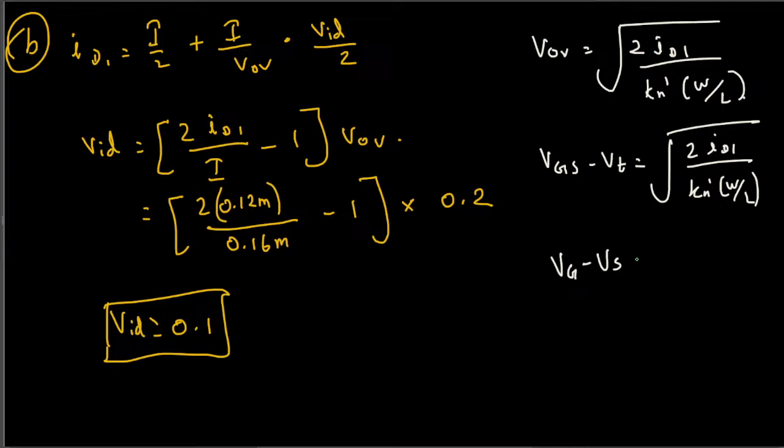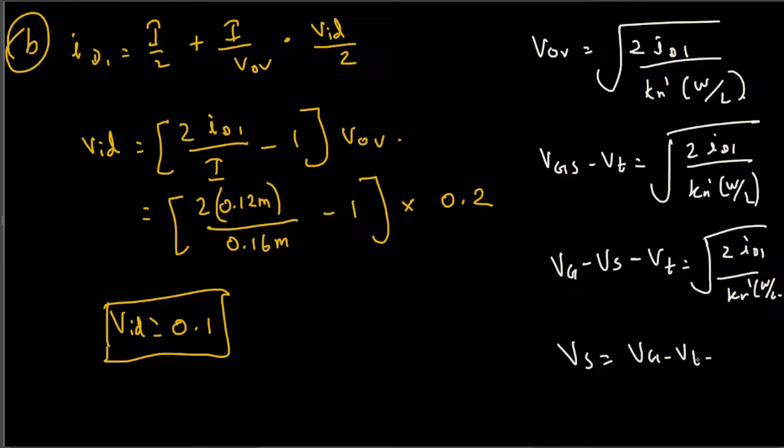And VGS is nothing but VG minus VS. So VG minus VS minus VT is equal to the square root of 2 ID1 divided by Kn prime W over L. Here we are trying to solve for VS, so we can bring the VS to the other side of the equation. So VS will become VG minus VT minus the square root of 2 ID1 divided by Kn prime W over L.